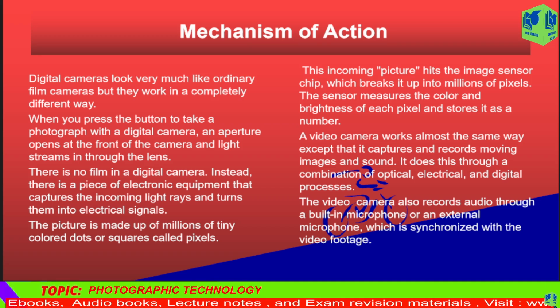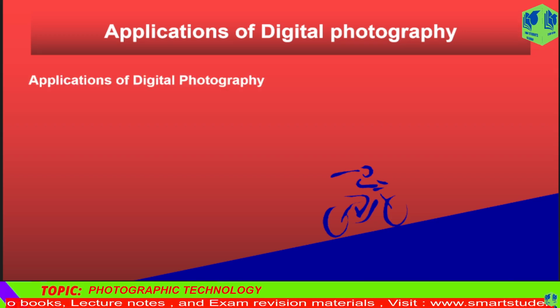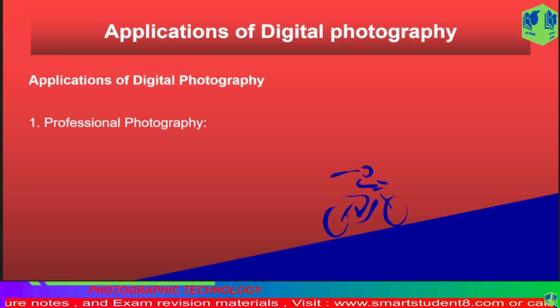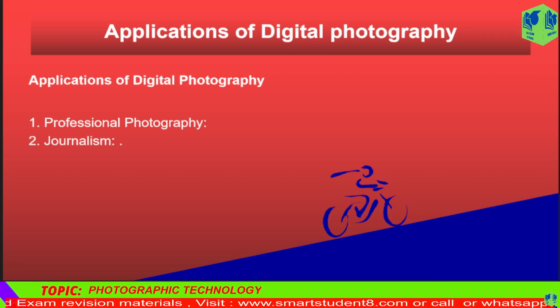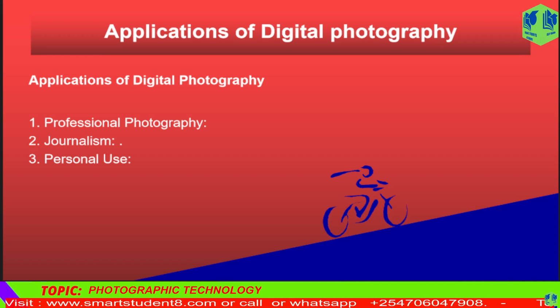6. Applications of digital photography. 1. Professional photography. Widely used in portrait, commercial, and event photography due to its efficiency and image quality. 2. Journalism. Enables quick capture and dissemination of images, essential for news reporting. 3. Personal use. Common in smartphones and consumer cameras, allowing for everyday photography.